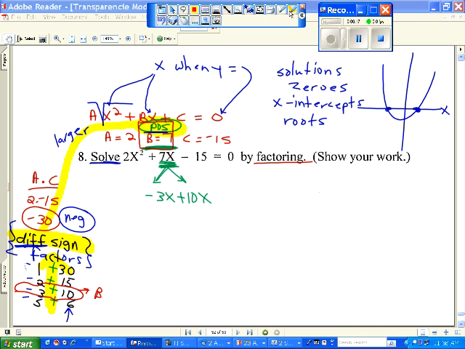And we're still going to have the 2x squared. So we make that negative a minus. And we still have a minus 15 is equal to 0. You understand that? Split the middle term into those two pieces. Step 4.